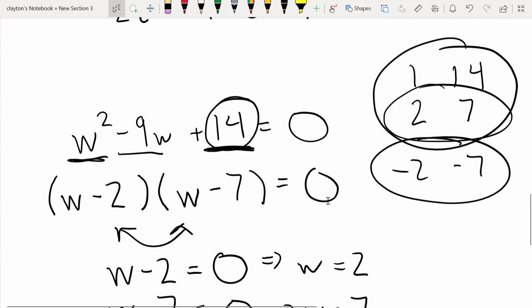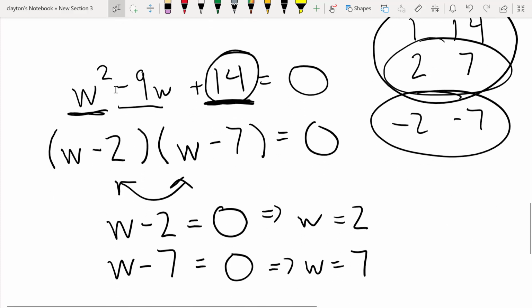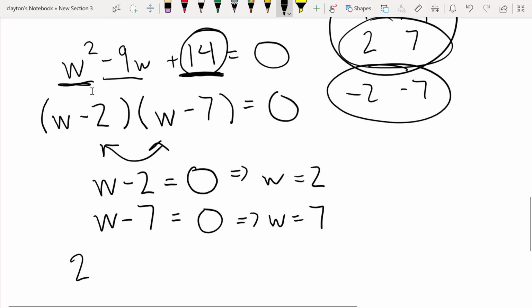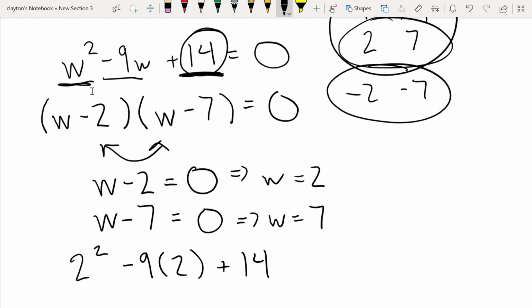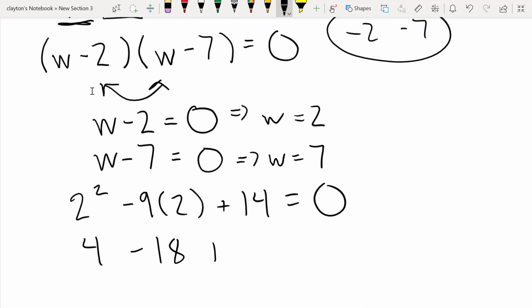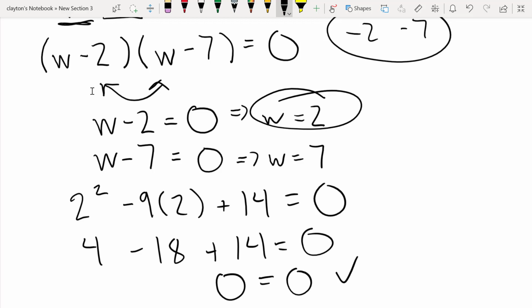You can always go verify your answers, right? If you take 2 and 7 and plug them back into your original equation up here, you'll get a true statement. So if I plug in 2, just to give you an example, I get 2 squared minus 9 times 2 plus 14 equals 0, this should be a true statement, right? 4 minus 18 plus 14, and you'll see that you'll indeed get 0 equals 0. This is a true statement. So I know that w equals 2. I've verified that it is a solution. You can go ahead and do that for w equals 7 if you'd like.